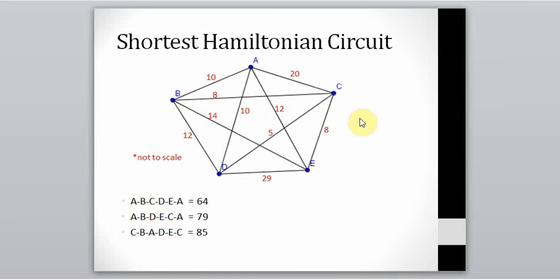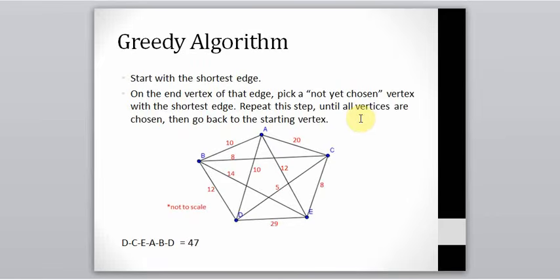One method is the greedy algorithm. With the help of the greedy algorithm, you can find the shortest Hamiltonian circuit out of a particular graph. The first step is to find the shortest edge, so you start with the shortest edge. What is the shortest edge here? It's D to C, and the measurement is only 5. So you start with D to C, and we are now on C.